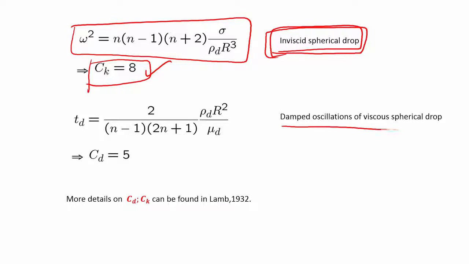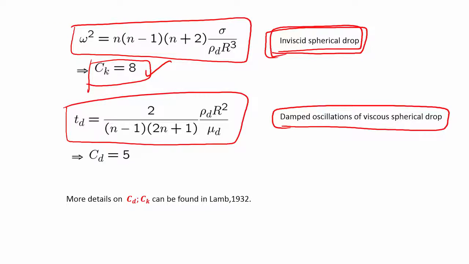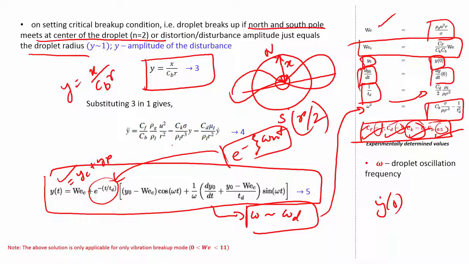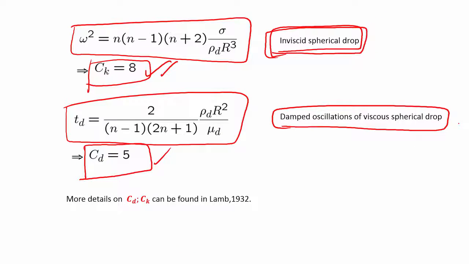Then people have done damped oscillation for a viscous spherical drop, and they have found the corresponding time scale, and from there you can find out the value of C D. So, for example, C D becomes 5 and C K becomes 8. C B we already established has to be 0.5. Now, there are two other constants that need to be found out. For that, people did shock tube studies.